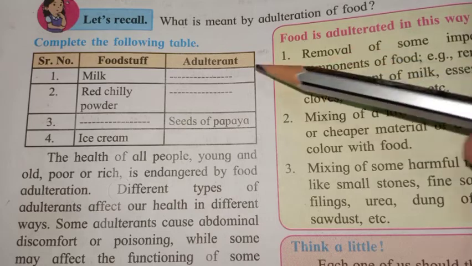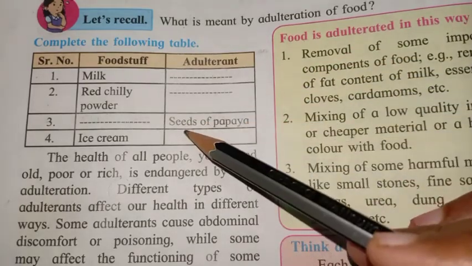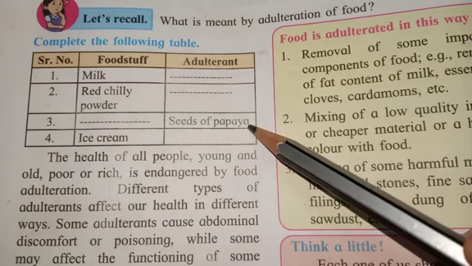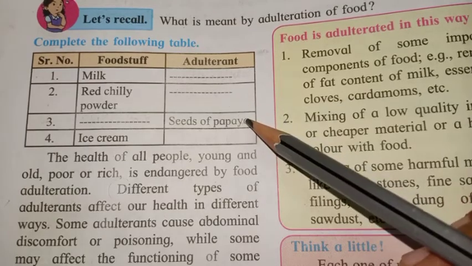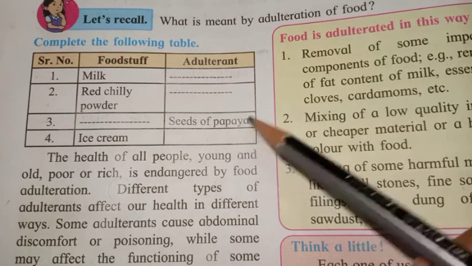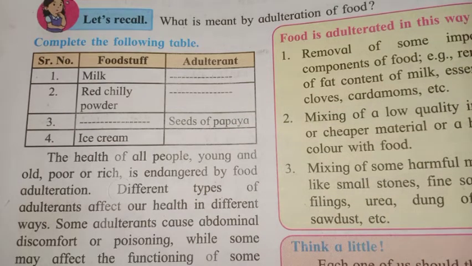Okay. Now here one adulterant is given, seeds of papaya. So in which foodstuff are seeds of papaya added? Yes, correct. It looks like black pepper. Okay. So in black peppers, if you observe black peppers properly, papaya seeds are added. Then ice cream. In ice cream, washing powder and paper pulp are added.